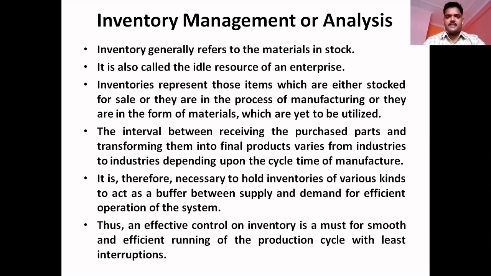Means whatever the materials or the inputs required for the final product that will be in stock, that will be known as the inventory. Means जो भी stock हमारे पास in the form of material है for producing the final product, that will be known as the inventory. It is also called the idle resource of an enterprise. But when we talk about the idle resources, this includes the 4M of production, that is man, machine, material, and money.